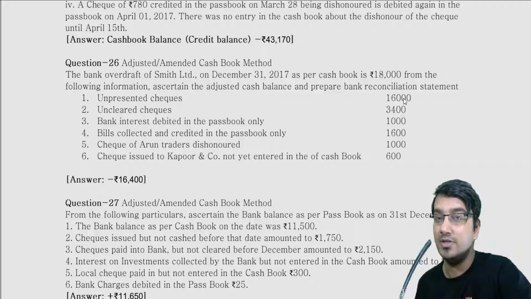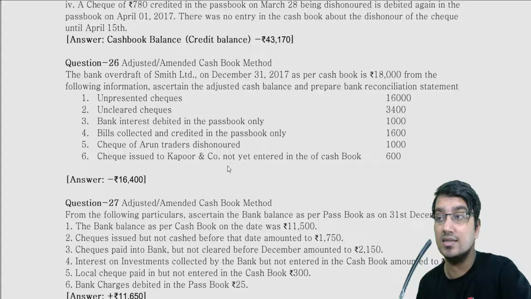Okay, this is an unpresented check, we'll add it. Uncleared check, subtract it. Bank charges, subtract. Bills collected, this will add. And the check of Arun Trader, dishonoured, we'll just subtract this. And check issued but not entered in the cash book.